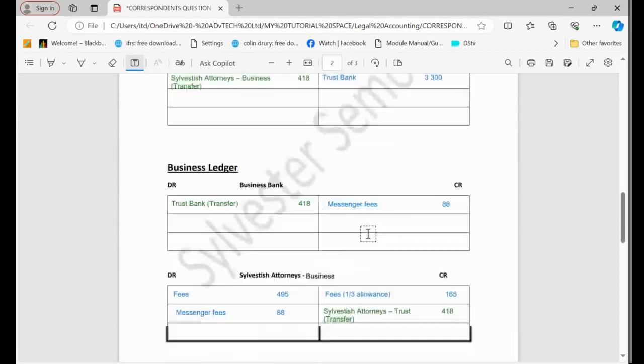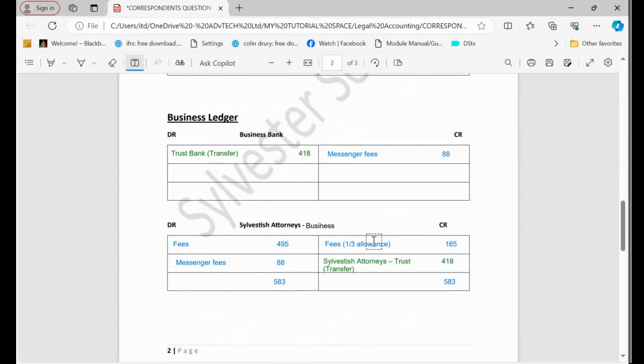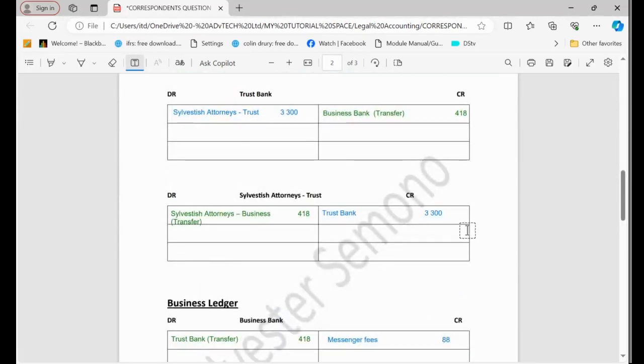Okay, so we did our transfer, and what is next? The next thing is to go and check our Sylvester's trust account. So again, here we must balance the account. Remember, the biggest side must appear on both sides. So if you check, the biggest side is 3.3, so it means 3.3 will appear on both sides.